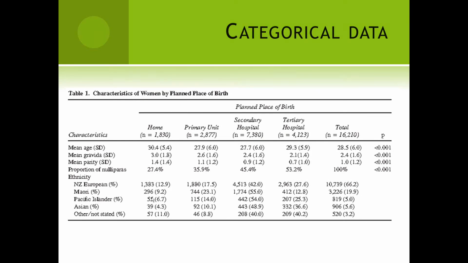So here's an example, back to that same table, and if we come down to ethnicity, that's categorical data. So in this study, the categories are New Zealand European, Māori, Pacific Islander, Asian, or other. And what is presented in each group is the number of women who fall into that category and also the proportion, so a percentage in the brackets.